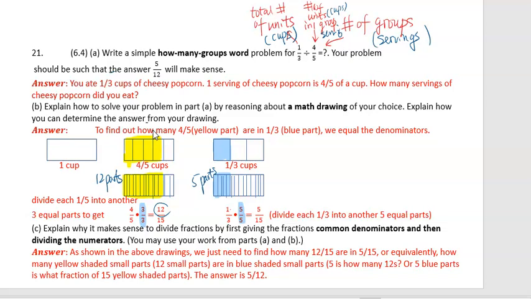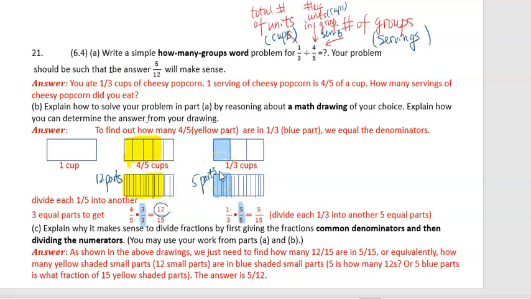Now we're going to solve the word problem by using a drawing. Because both of them are cups, we start with 1 cup as the whole, and divide the first 1 cup into 5 equal parts and shade 4 of them. So that's 4/5 of a cup. And the second 1 cup into 3 equal parts and shade 1 of them. So that's 1/3 of a cup.